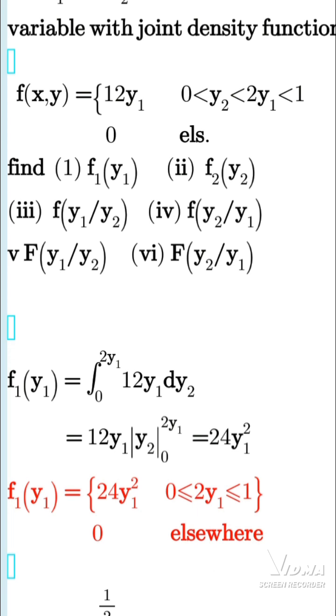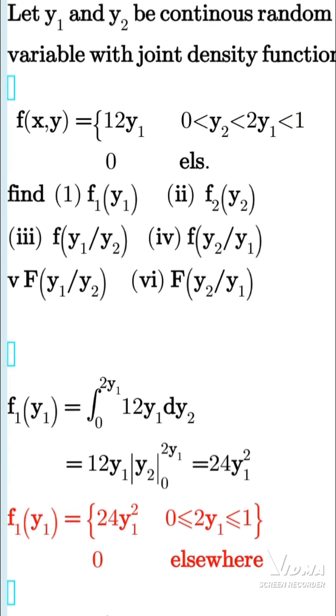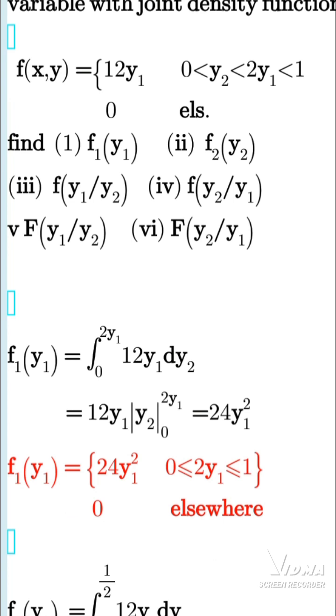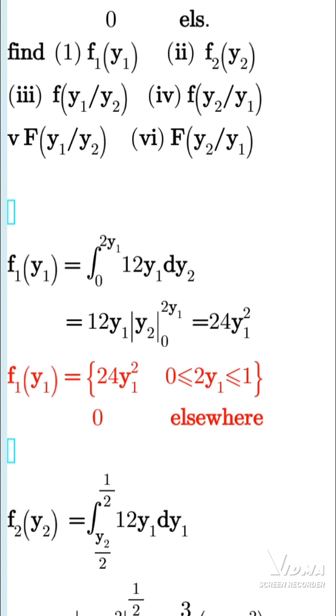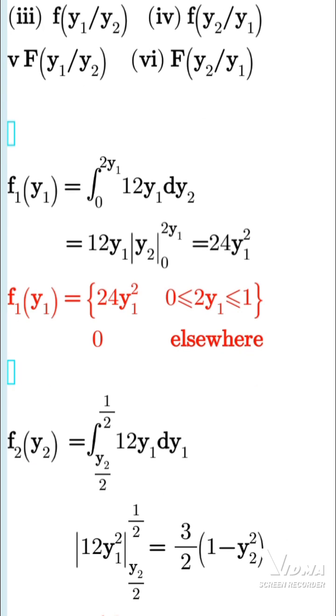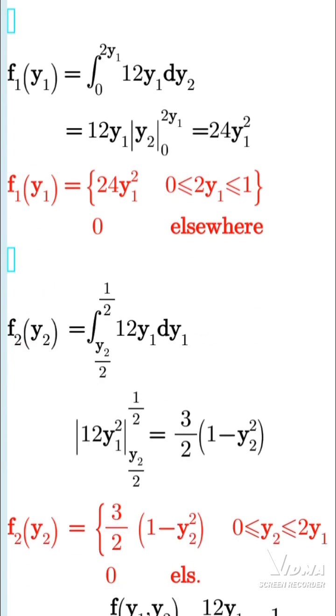What they ask us to do is the function in y1. The function is 12y1. Do you understand? And anywhere you see y1, we have it to be dy2. If it is y2, it will be dy1. So just take note of that. So when you integrate, we have 24y1 squared. So similarly, we write our function. Note that whenever you finish solving the distribution, you should always represent it in the pattern of the red ink. So you solve for f2(y2) as well.